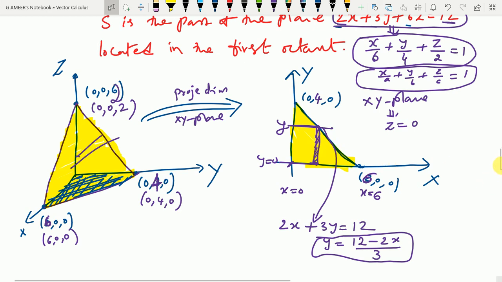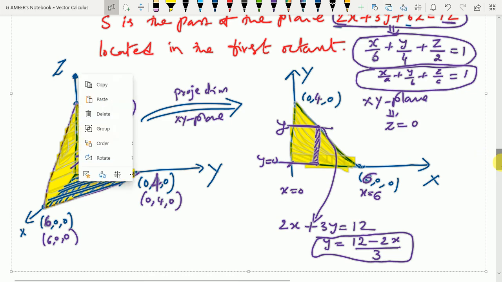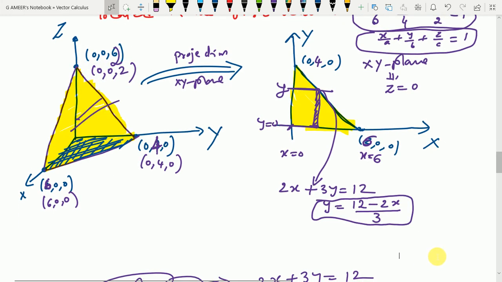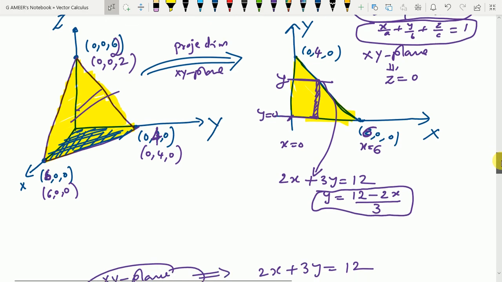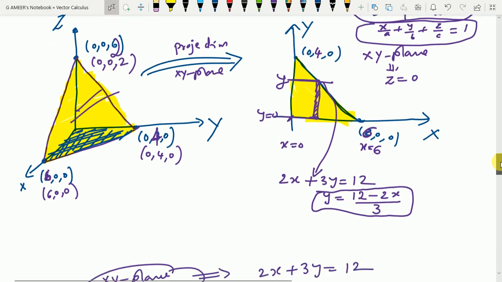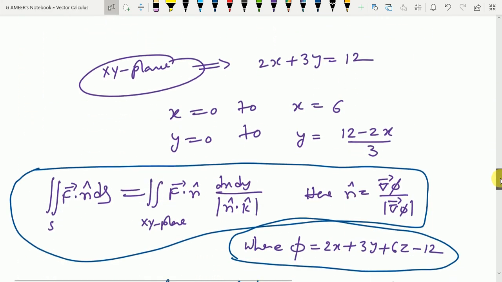You have to place the limits carefully. The limits are x equal to 0 to x equal to 6, and y depends upon x, that is y equal to 12 minus 2x by 3. Here it is easy to visualize, but every time it is not that easy to visualize the diagram. So in the xy plane we have written the limits.